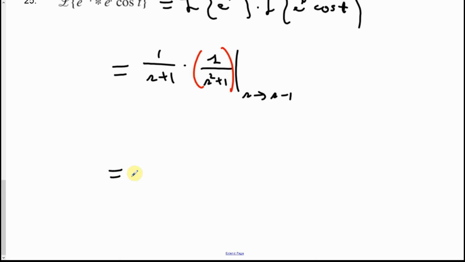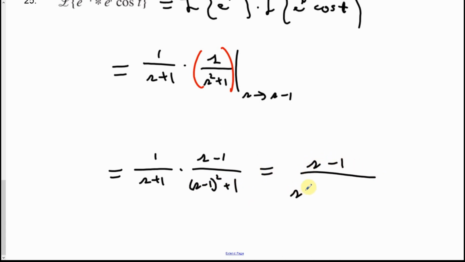So this result is 1 over s plus 1 times, where I see s, I'm going to write s minus 1 over s minus 1 squared plus 1. And you just write that all as one term, s minus 1 over s plus 1 times s minus 1 squared plus 1. You can simplify that, but I'm just going to leave it the way it is.